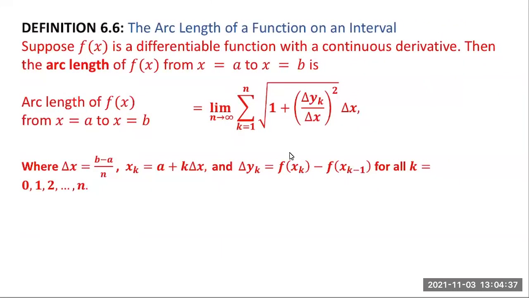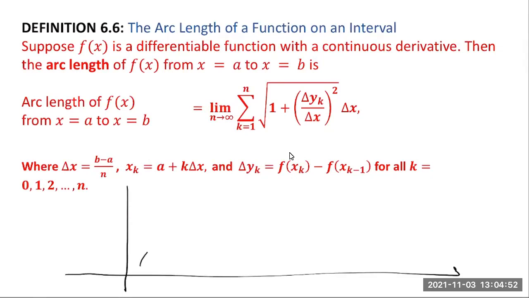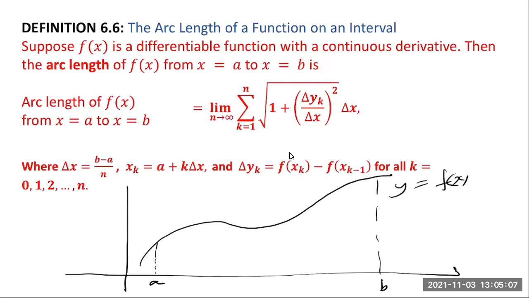Next, we have this definition 6.6, arc length of a function on an interval. Okay, here the idea is the same again. Suppose you are given a graph f of x on an interval, some graph. Okay, this is y is equal to f of x. This graph is given on the interval, say a to b. This is a, this is b.